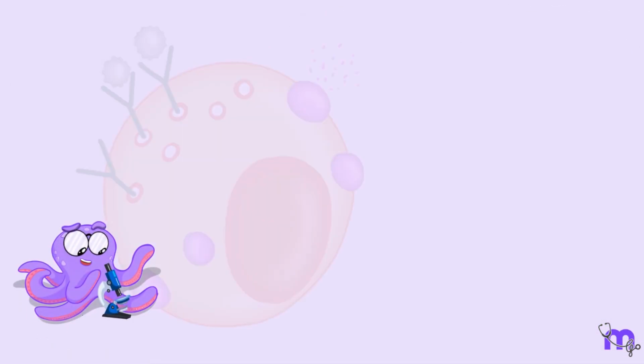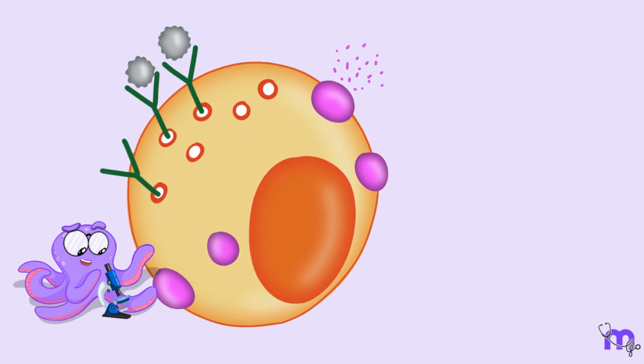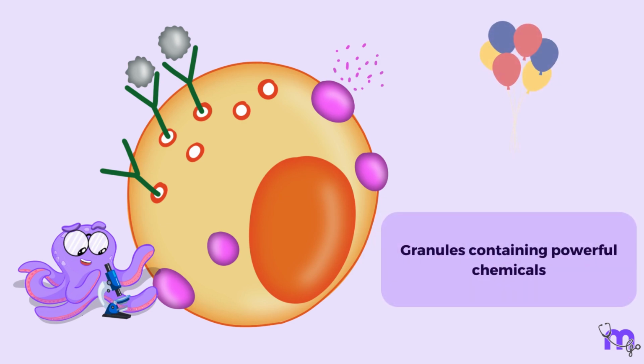Under the microscope, mast cells are easy to spot with their distinctive shape. They look like round balloons with many small granules inside. These granules contain powerful chemicals.